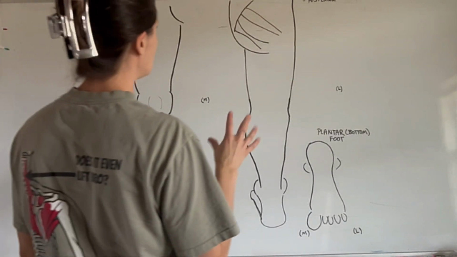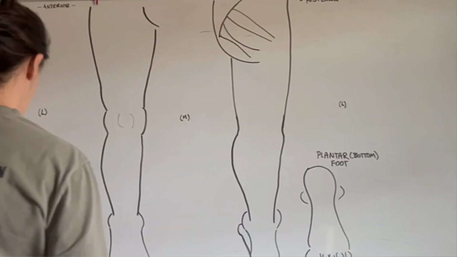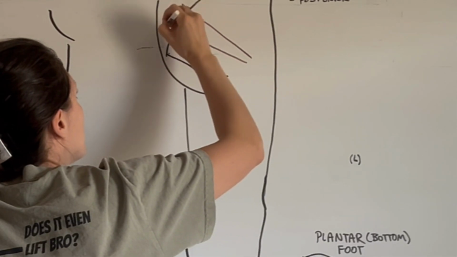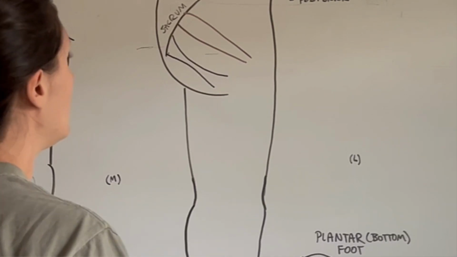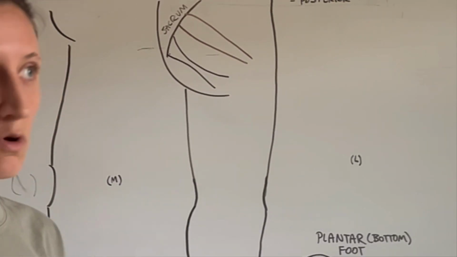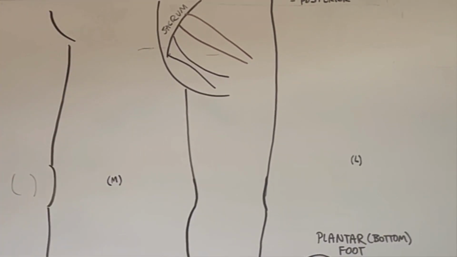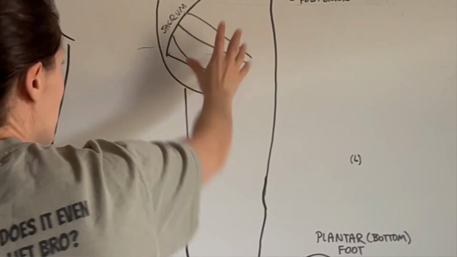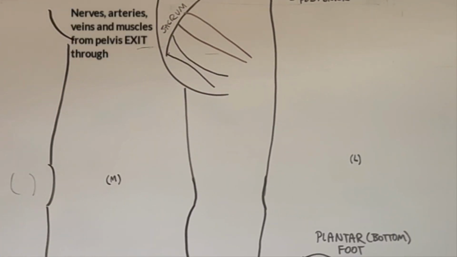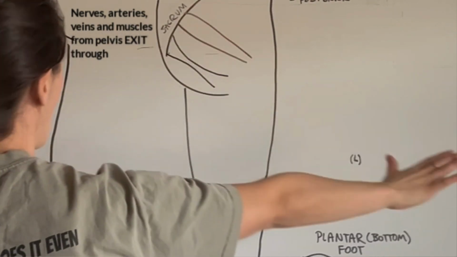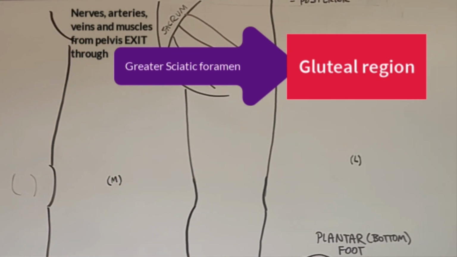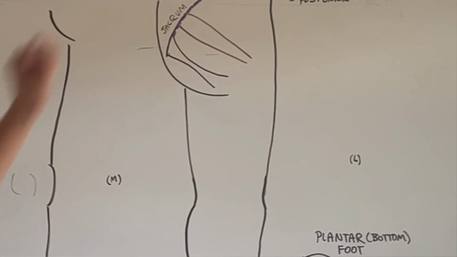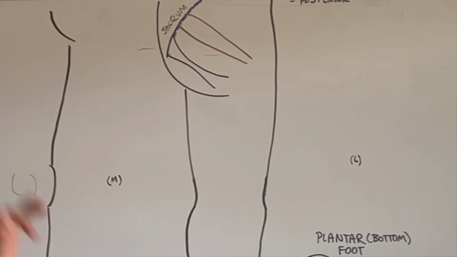So we're actually going to start posterior. This is our sacrum that I've represented over here. So it's a more medial structure, medial bony structure. If you remember from the other video, and even if you didn't watch the other video, most of the stuff that comes out into the gluteal region actually comes from the pelvis, from those internal true pelvic structures. So they're all coming out through the greater sciatic foramen, which I'm going to represent with a dotted line here. Hopefully you can see that purple dotted line. That is representing the greater sciatic foramen.